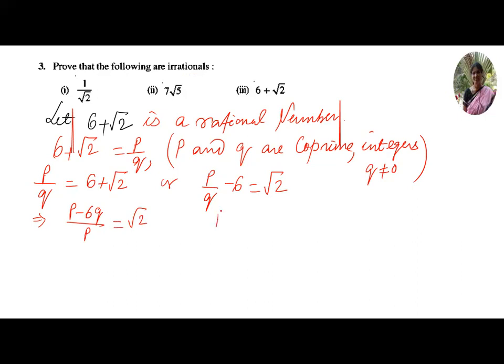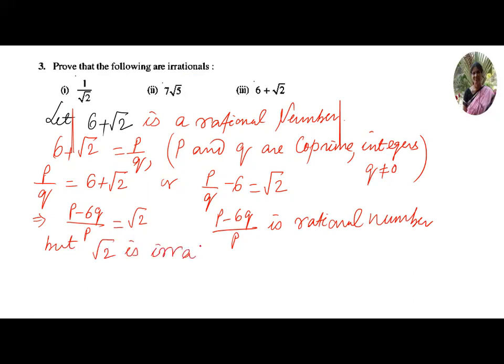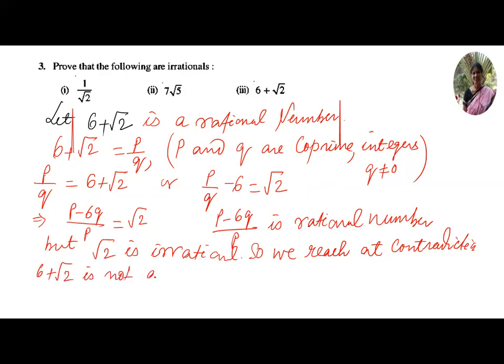Write the same logic: p minus 6q by q is rational, but root 2 is irrational. So we reach a contradiction. That means 6 plus root 2 is not a rational number. 6 plus root 2 is an irrational number.